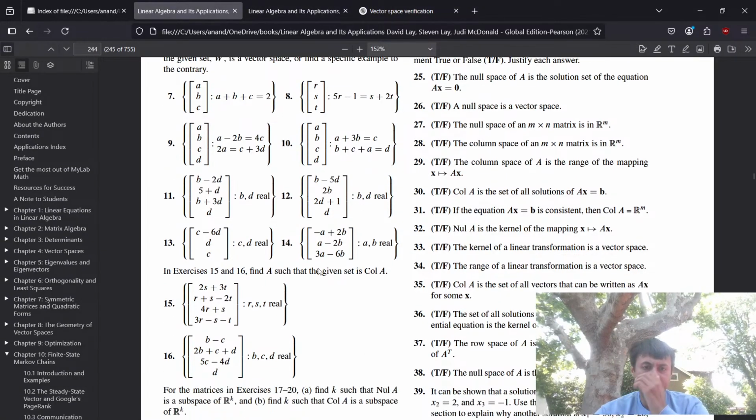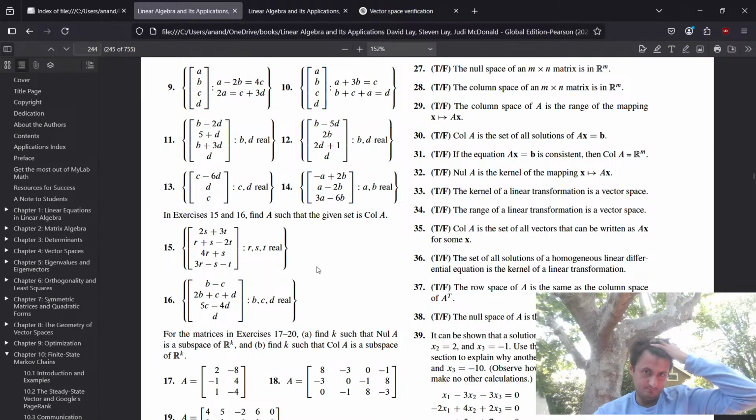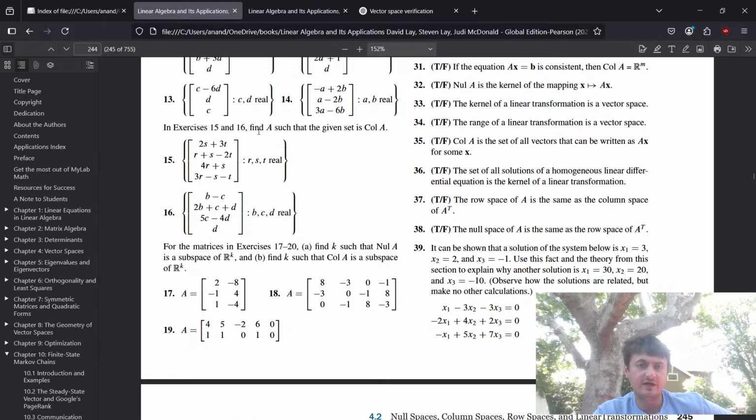All right, let me keep reading. These are pretty fun. So basically find A such that the given set is the column space. You put it into that parametric vector form that we have been doing, and then you take those column vectors and you just stick them into a matrix.